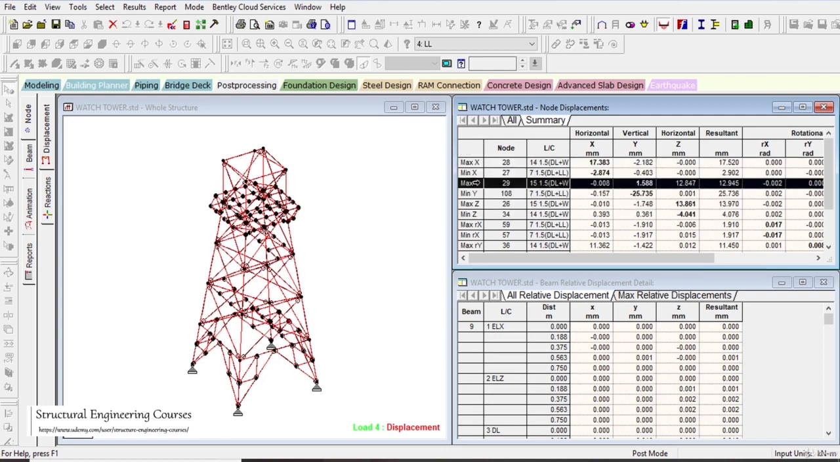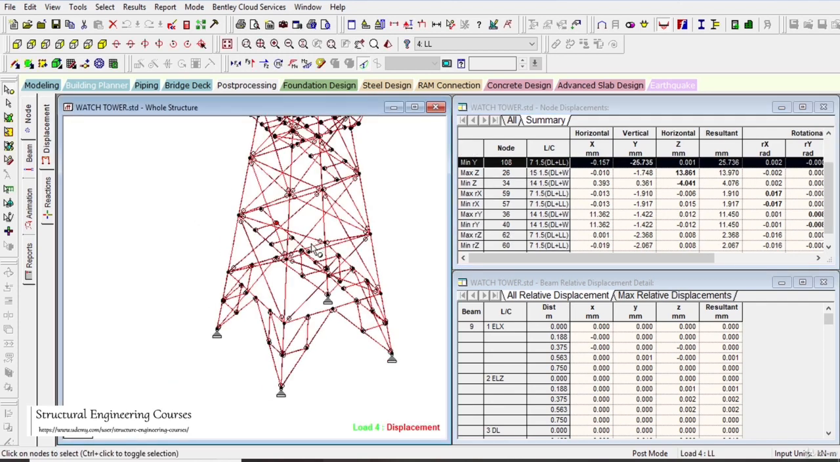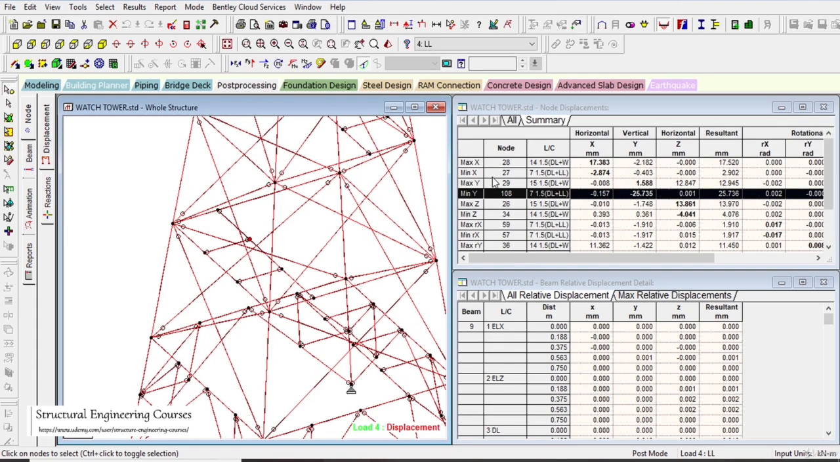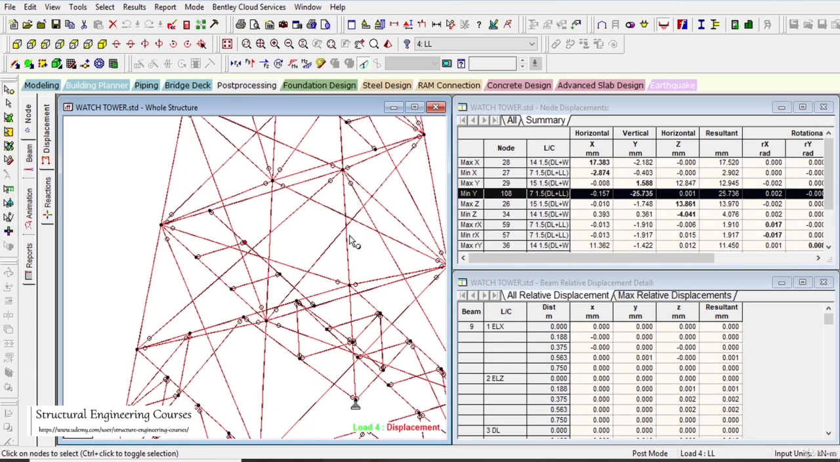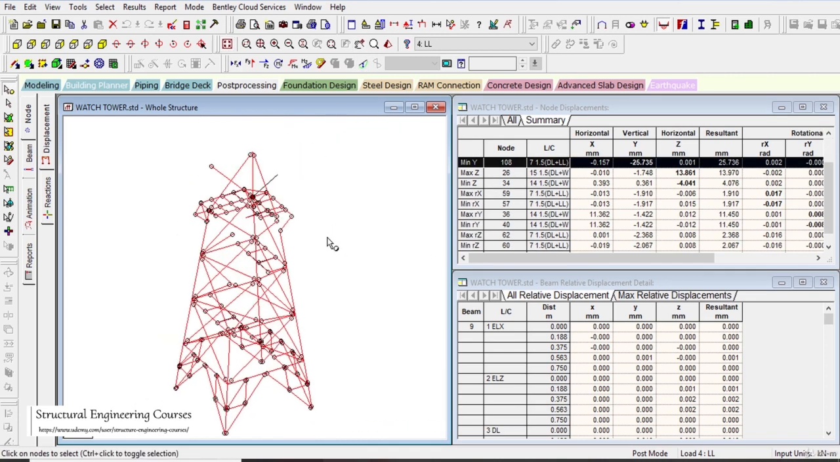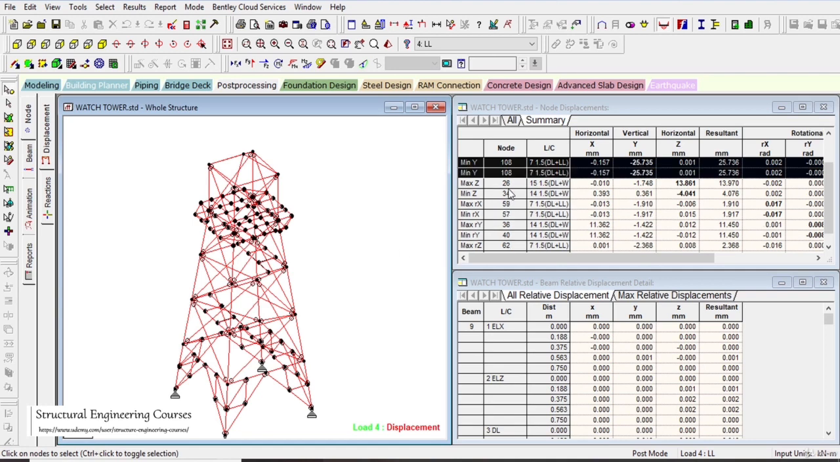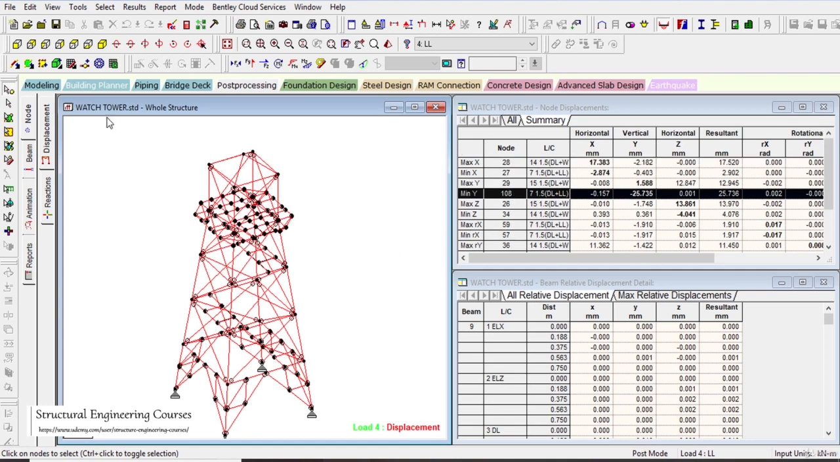So basically the reason was that we were providing very weak sections, but the main purpose of this lecture was to study the effect of the P delta analysis, how the displacements get increased. Let us suppose that in the case of P delta, the displacement is 17.383 and along Z it is 13.861. Now we need to check the same for the without P delta analysis.